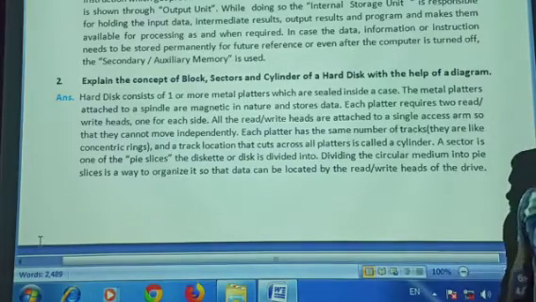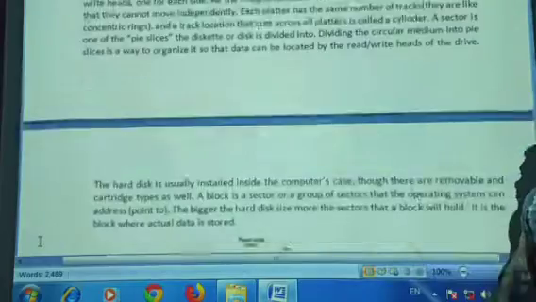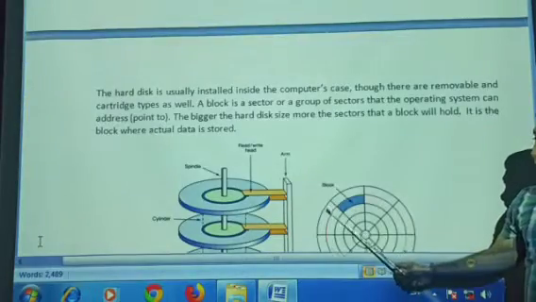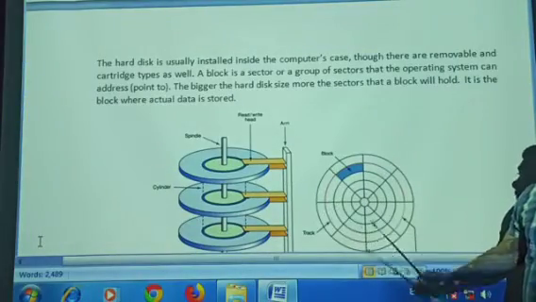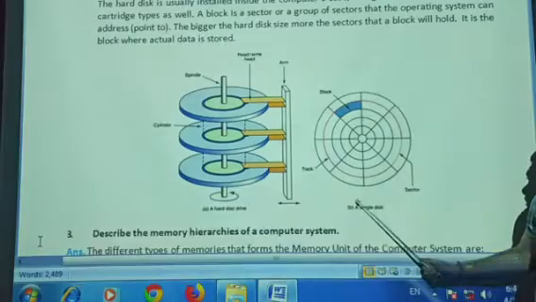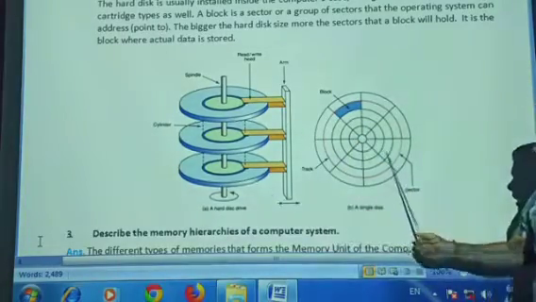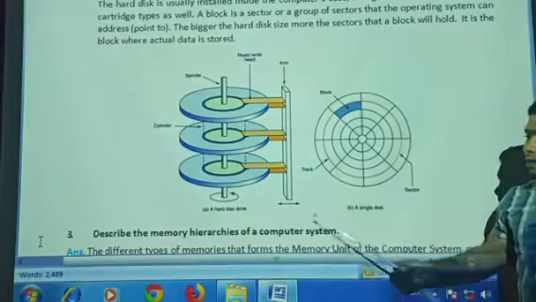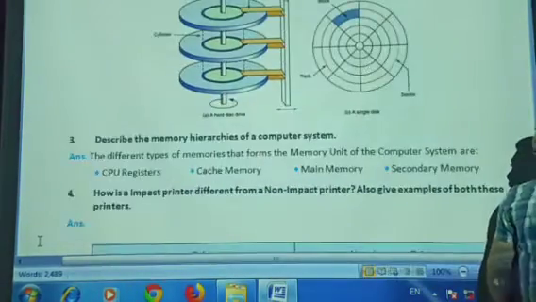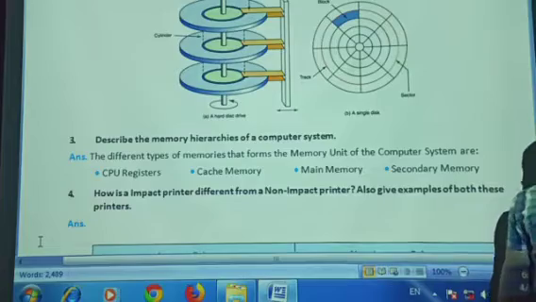So this is the question. This is just a long question, but try to do it yourself. After that, question number 2, the diagram is also given here. So you just draw the diagram like this, and these are the sectors, single disk. After that, question number 3, describe memory hierarchies on computer system.